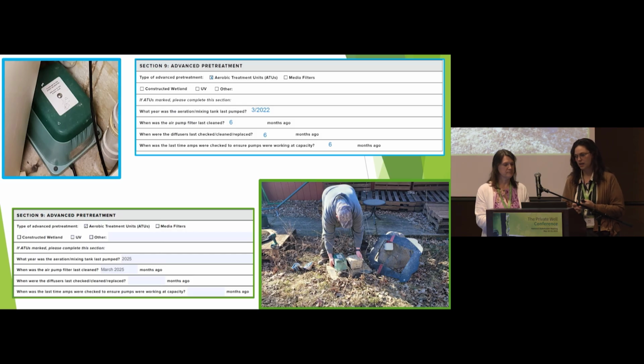And this is immediately when they did the inspection is when they noticed that the air pump was not working. And so that's exactly why health departments often require people with ATUs to have 6-month contracts with operators so that it doesn't go out and you just have a septic system that's non-operable.